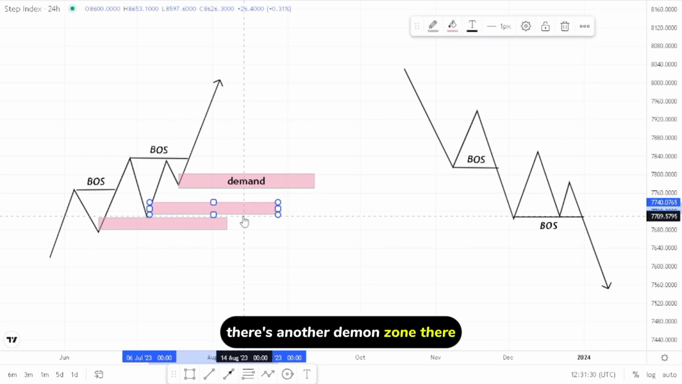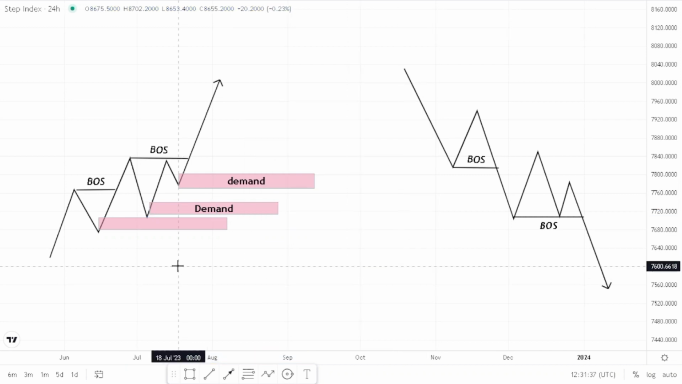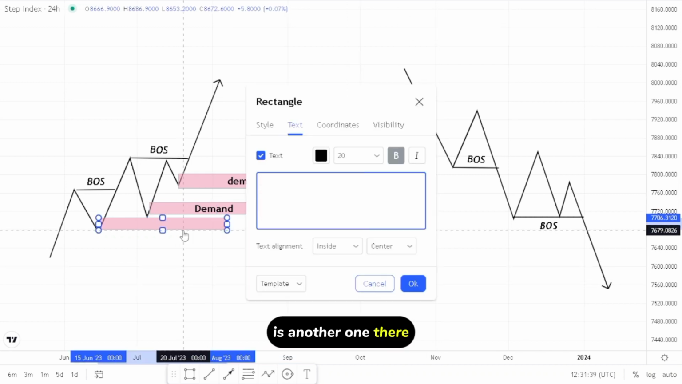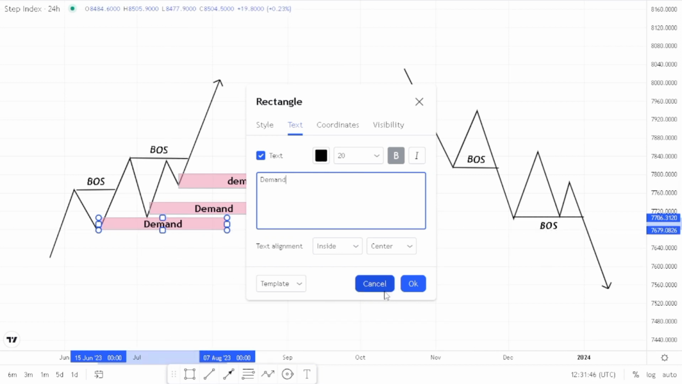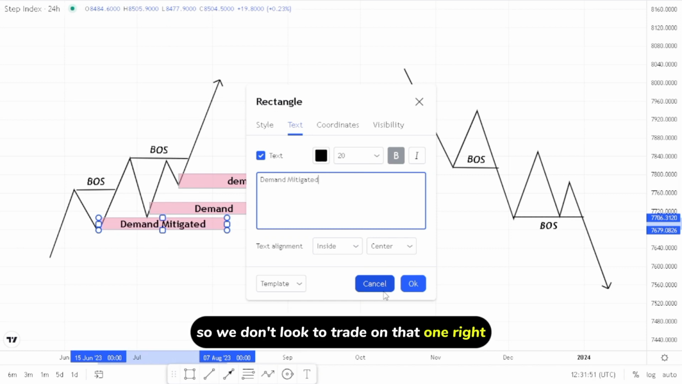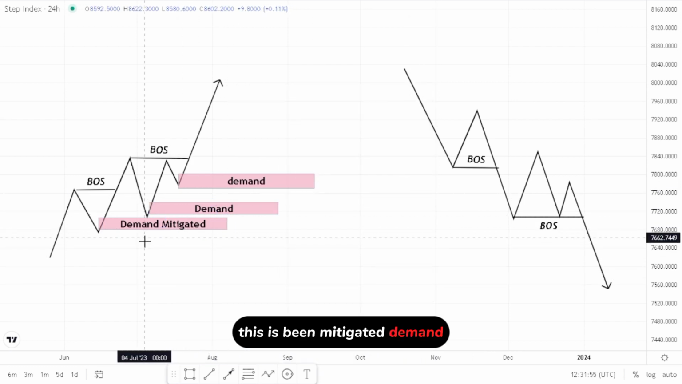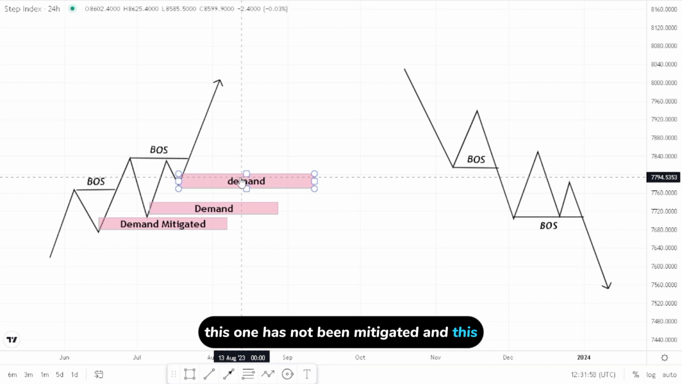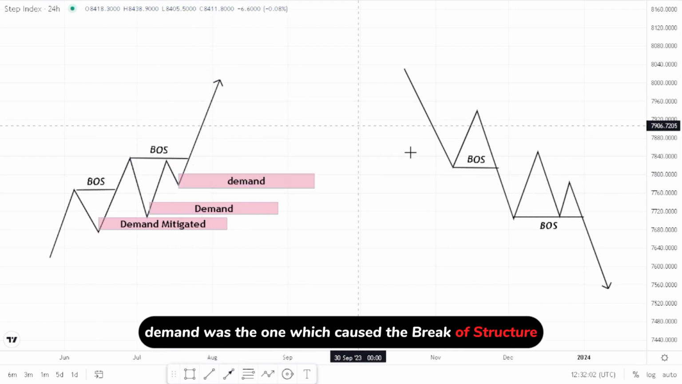There's another demand zone there. There's another one there. But this one has already been mitigated. So we don't look to trade on that one, right? This has been mitigated demand. This one has not been mitigated. This one has not been mitigated. And this demand was the one which caused the break of structure right here.